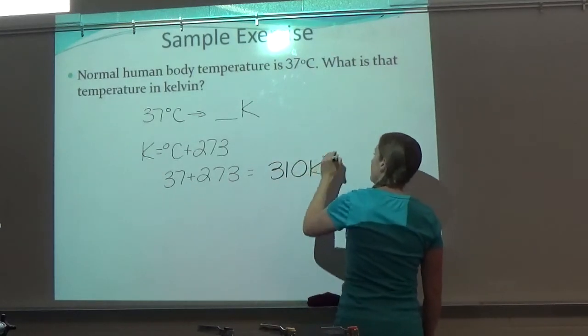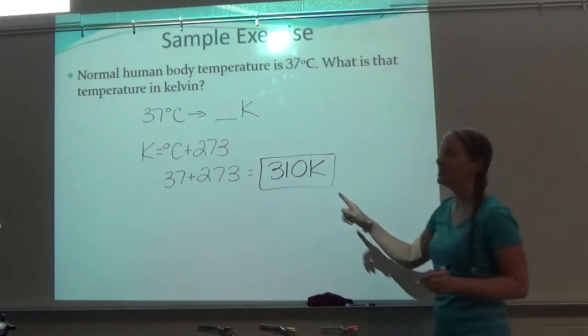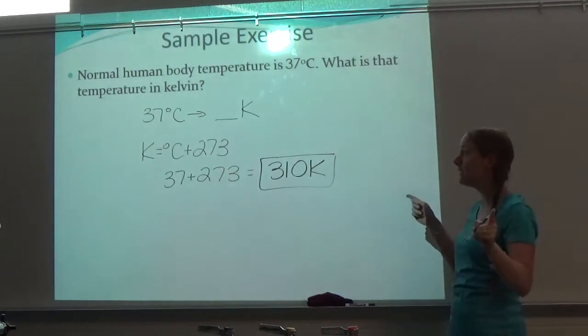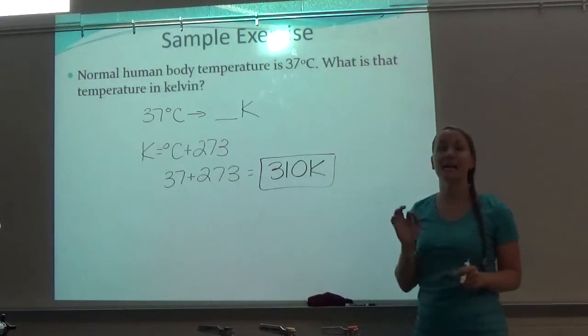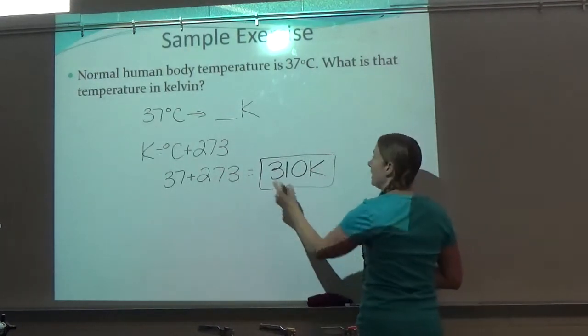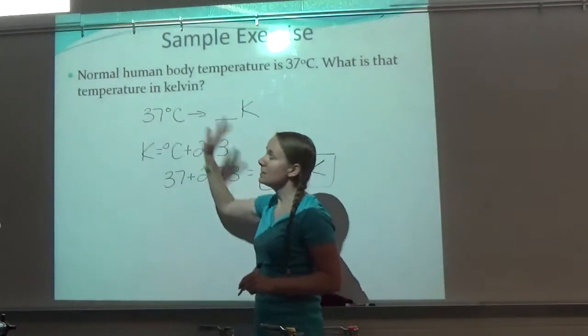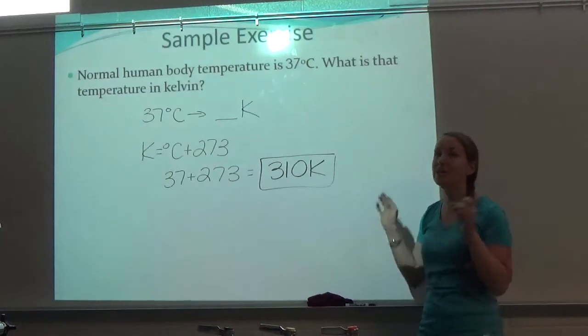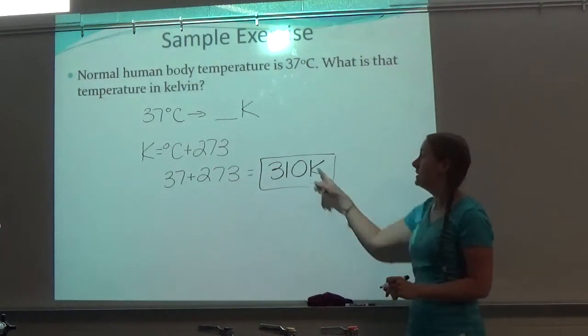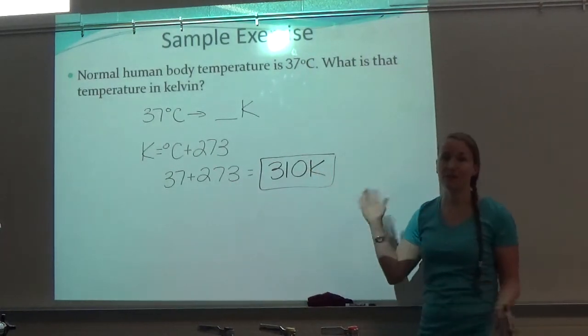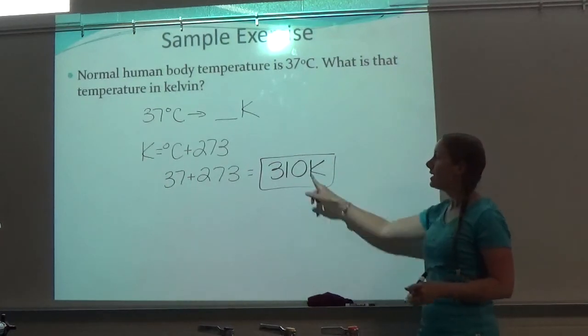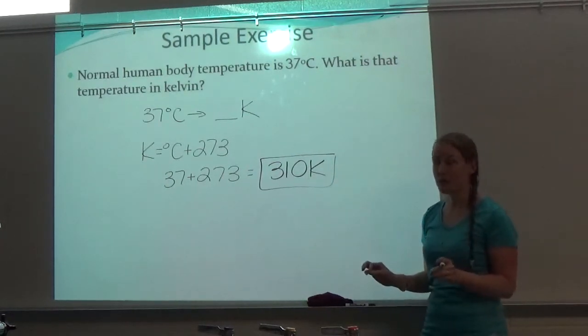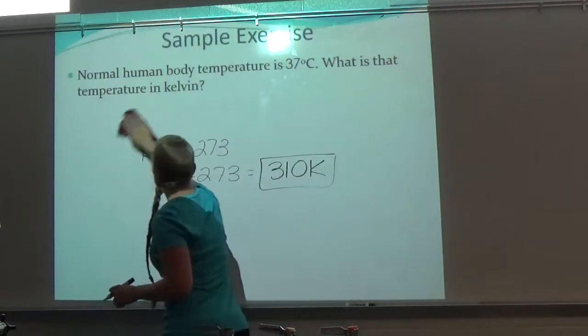Now, I'm super picky about this. Kelvin, I didn't get to choose it, but I'm picky about it being correct. Kelvin does not have a degree sign. You know how you would write 37 degrees Celsius or 100 degrees Fahrenheit? Kelvin does not have a degree sign. Now, I don't mark it wrong in the beginning. I just scratch it out and tell you not to do it anymore. But try to get used to that. There's no degree sign with Kelvin. All right, so let's look at a couple more.